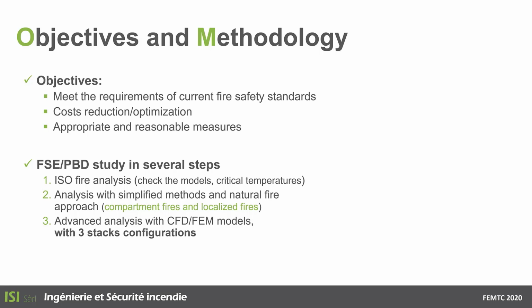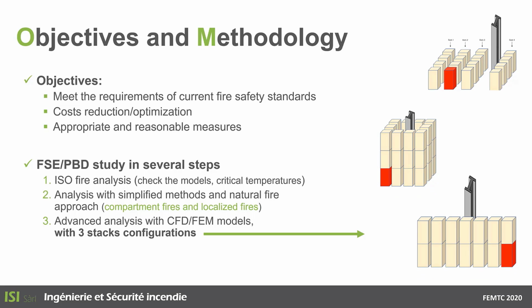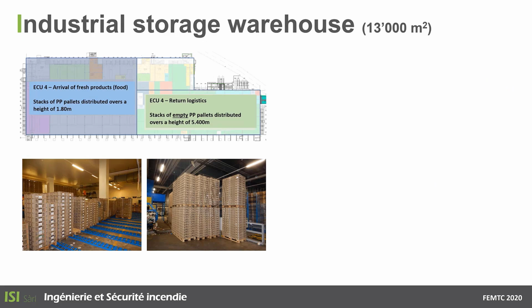In this case, we will study three stacks configuration as shown on the right. We will have one column with three different arrangements of the fire load. In red, you can see the starting fire. The building is made of two parts. On the left side, you have the arrival of the fresh product. You have pallets with plastic full of food. On the right-hand side, the pallets are empty, there is no food, but the height of the pallets is bigger.